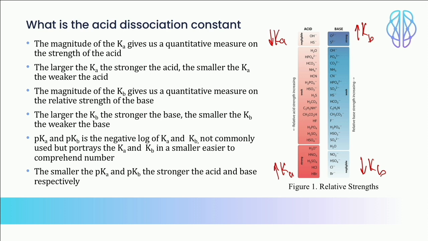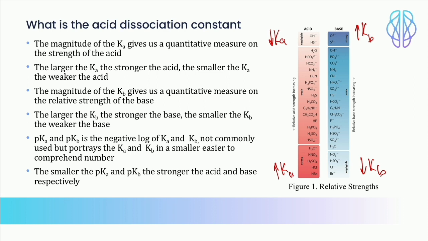pKa and pKb is the negative log of Ka and Kb. All that means is you calculate the value of the Ka or the Kb, and the pKa and the pKb would just be the negative log of that value. We don't really use the pKa or pKb, and it's not entirely relevant in your studies, except it may come up in some harder questions.